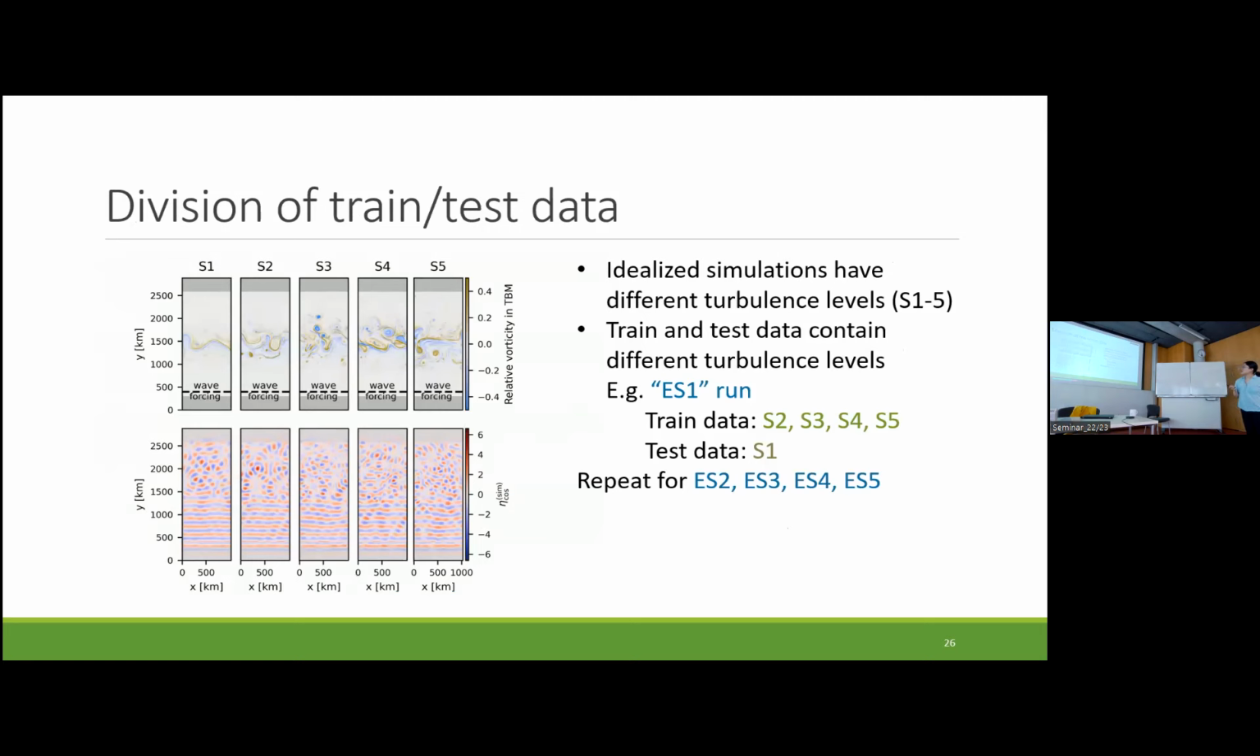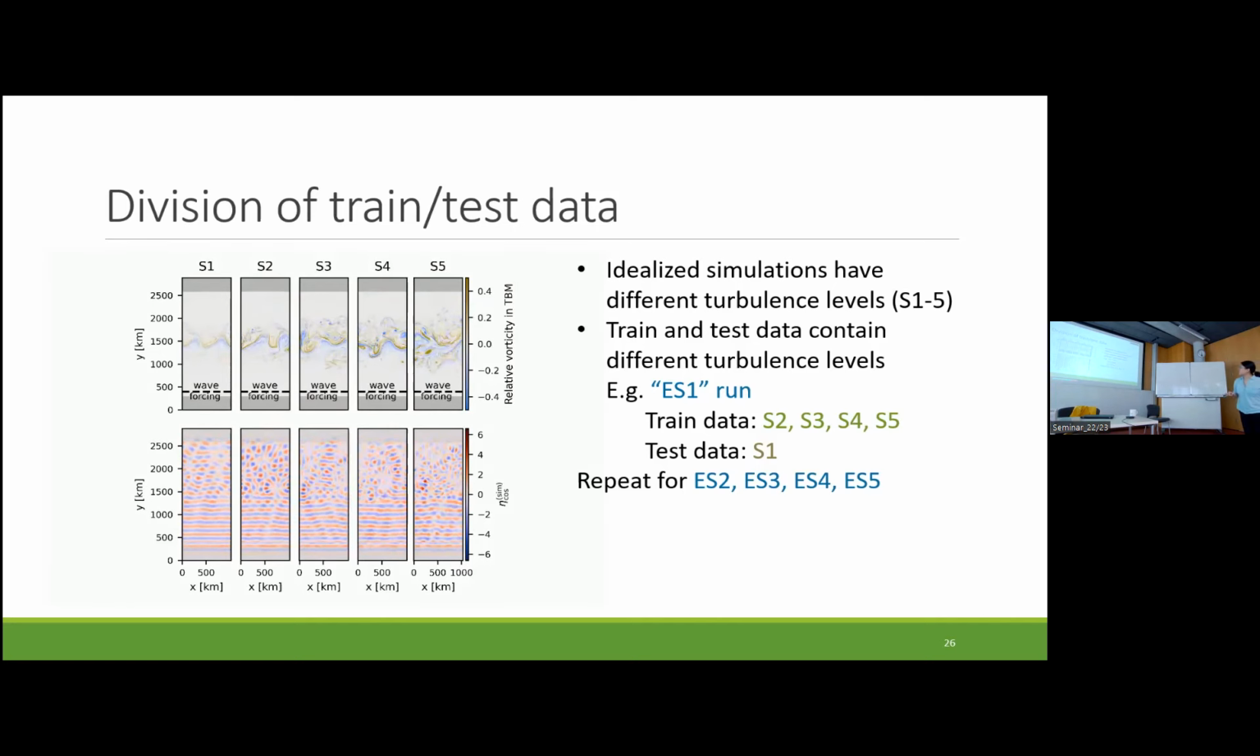We have idealized outputs of sea surface height at 5 different turbulence levels. Here on the upper panel, I'm plotting the relative vorticity in the balanced flow. I'm numbering the turbulence levels from S1 to S5, where S1 corresponds to a lower turbulence level and S5 to more active turbulence. The lower panel shows the corresponding internal tidal fingerprints, and we can see that as the turbulence level increases, the tidal signals look much less like plane waves and appear scattered everywhere.